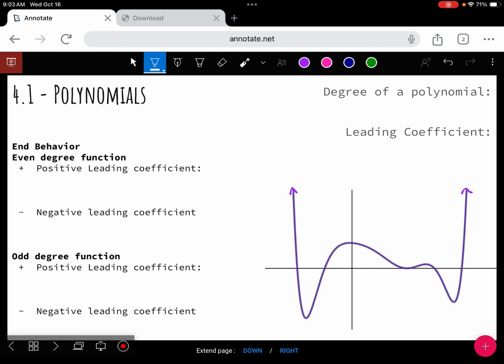So what we're going to talk about is how we can find the degree of a polynomial, our leading coefficient of a polynomial, and what that tells us about our end behavior. So end behavior is what's describing our arrows.